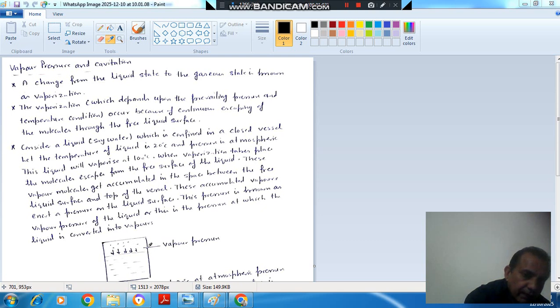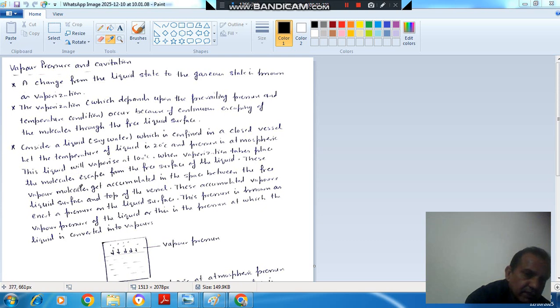Now at this pressure the liquid vaporizes. So that's why it is called vaporization. Now, reading this out: consider a liquid, say water, which is confined in a closed vessel. Let the temperature of the liquid be 20 degrees Celsius. The pressure is atmospheric. This liquid will vaporize at 100 degrees Celsius.